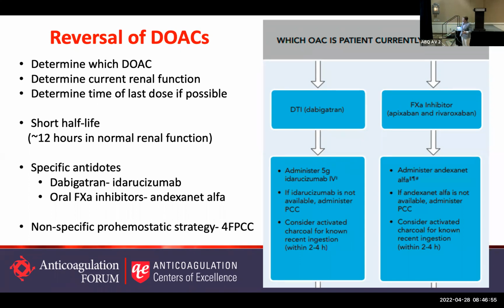For the oral factor Xa inhibitors, which you see more commonly in practice, we have a specific antidote in andexanet alfa. All right, so both of those agents are FDA approved. But there's a third agent that we're going to talk about, and it's a non-specific pro-hemostatic agent, prothrombin complex concentrate, also known as Kcentra. It's FDA approved for warfarin reversal, but we use it off-label for reversal of oral factor Xa inhibitors. Okay, so let's walk through some more detail on these agents.